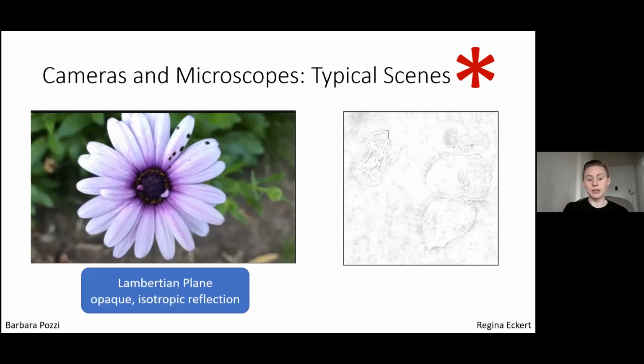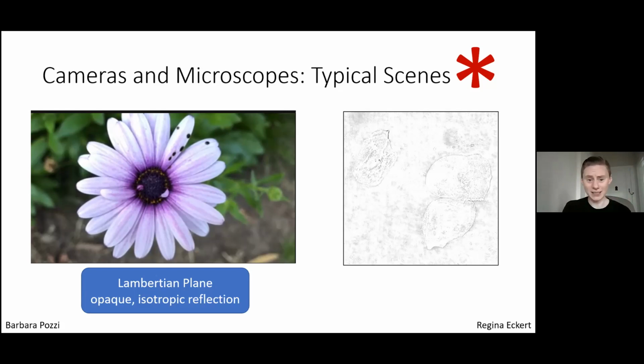The object on the left, this flower scene, from a photography side, we would call this a Lambertian plane. So this flower is an opaque isotropic reflector. The model is that there's light coming in all directions and bouncing off in all directions. And we don't always assume Lambertian, we don't always assume planar, but usually lurking in the back of our head is the idea that the world is basically flat and basically reflecting light in all directions.